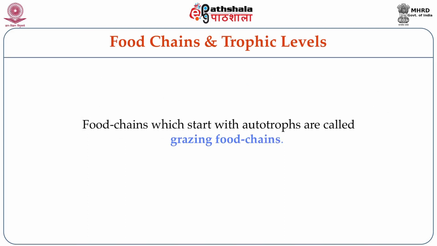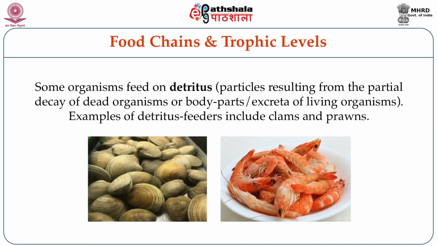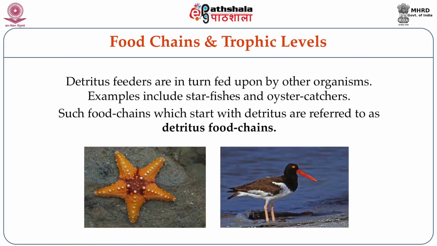Food chains that start with autotrophs are called grazing food chains. Some organisms, as we have discussed earlier, feed on detritus. Now, detritus feeders are in turn fed upon by other organisms.